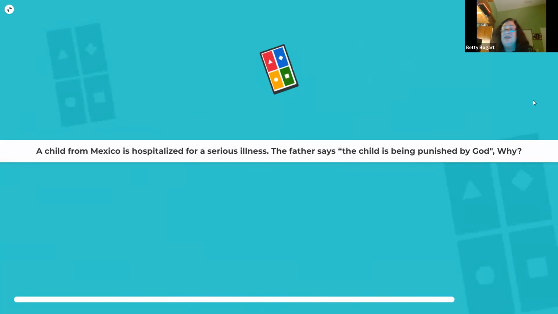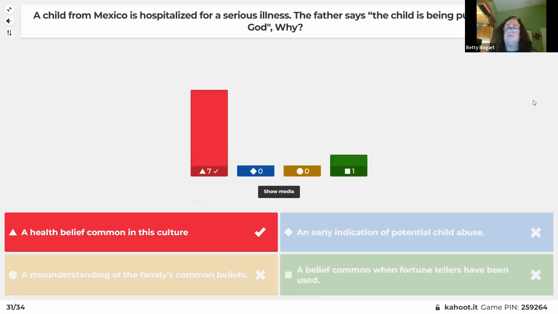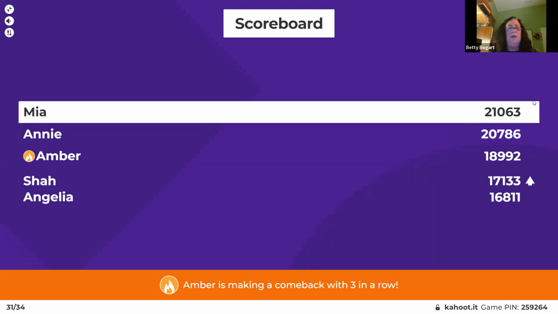A child from Mexico is being hospitalized for a serious illness. And the father says the child's being punished by God. Why does he say that? Absolute common belief of the Mexican culture. They believe that illnesses are due to being punished by God. It's part of their cultural system.